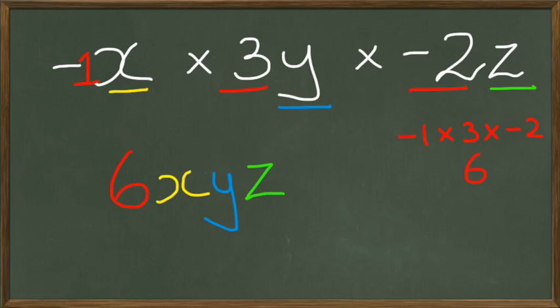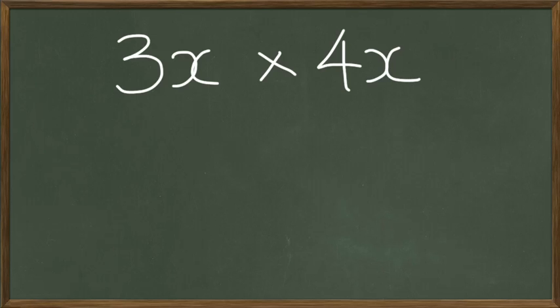Well, hope you guys picked up something from here. I'm sure there's a burning question of what happens if the variables are the same. So for example, if you have something like 3x multiplied by 4x, well, for you to learn this, watch the next video in this series.